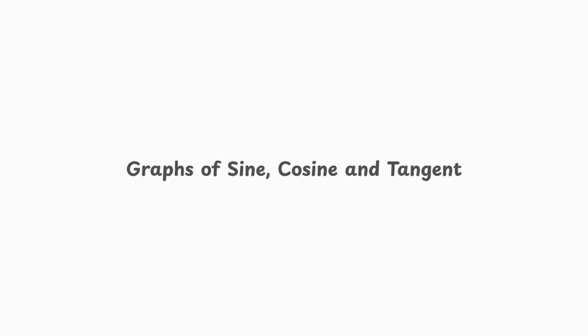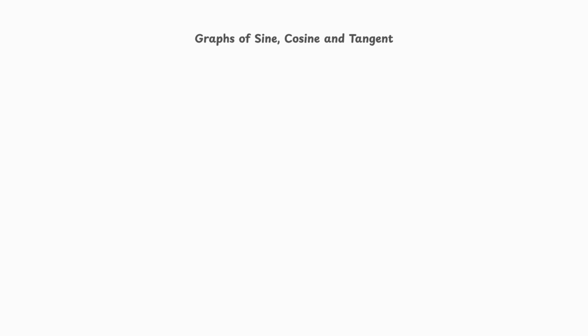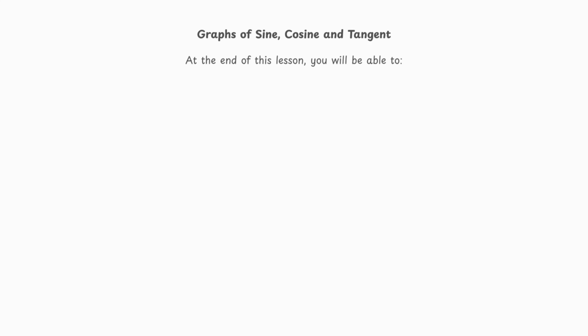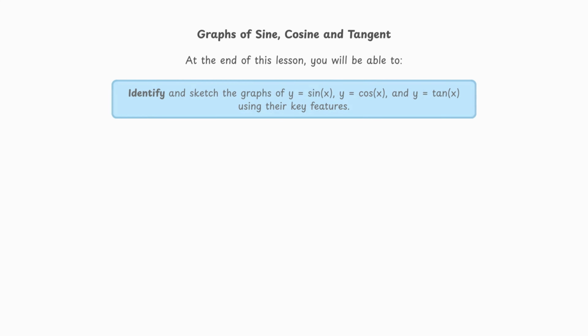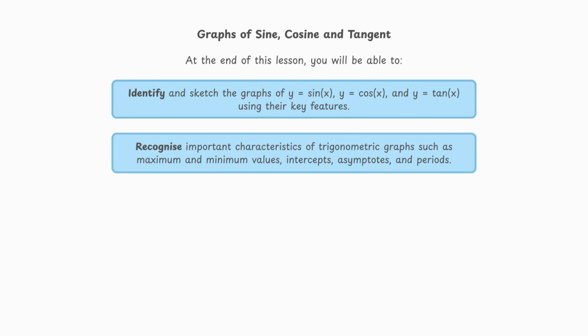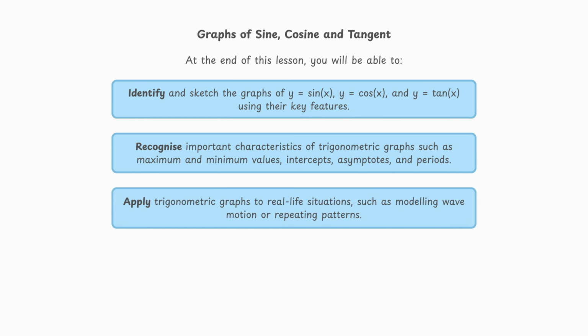Hello and welcome to this lesson on graphs of sine, cosine, and tangent. By the time you finish this video, you will be able to identify and sketch the graphs of y equals sine x, y equals cos x, and y equals tan x using their key features. Recognize important characteristics of trigonometric graphs such as maximum and minimum values, intercepts, asymptotes, and periods. Apply trigonometric graphs to real-life situations, such as modeling wave motion or repeating patterns.